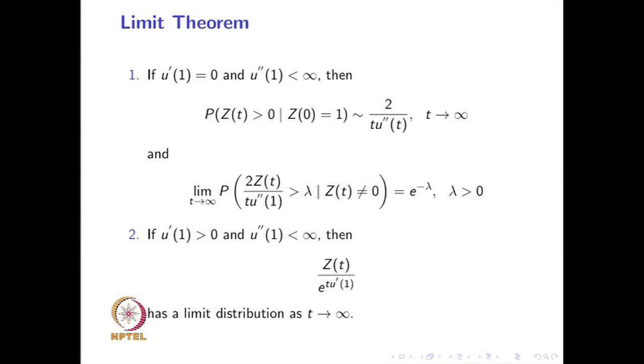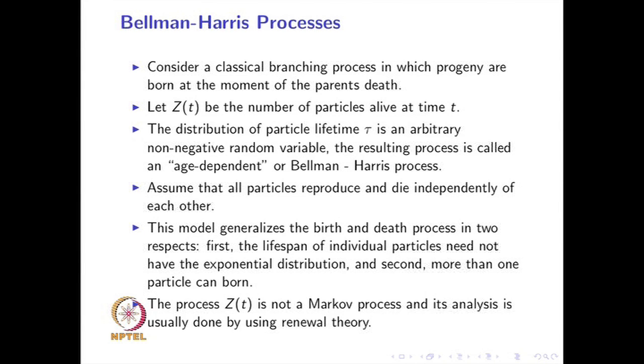When u dash of 1 is strictly greater than 0 and u double dash of 1 is finite, then Z of t divided by e power t times u dash of 1 has a limit distribution as t tends to infinity. Without proof, we are stating this limit theorem. Till now we have discussed two important branching processes.